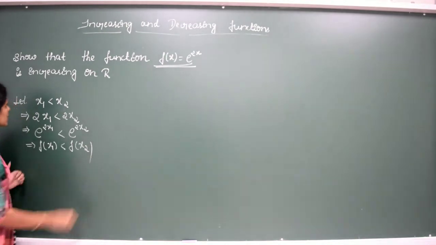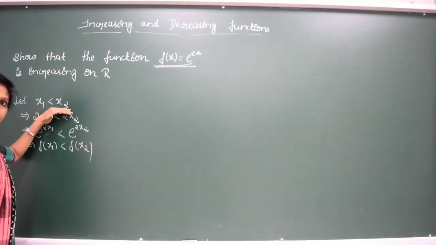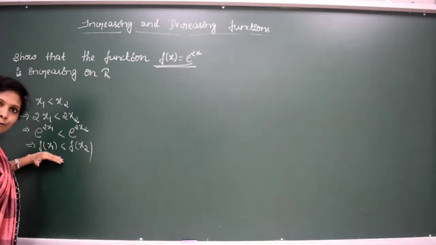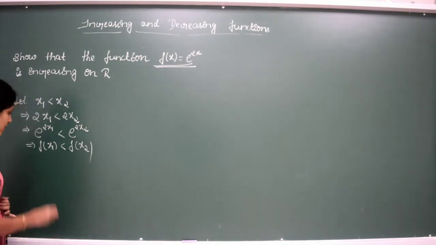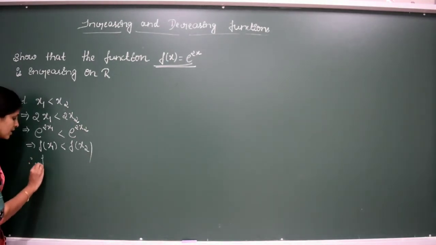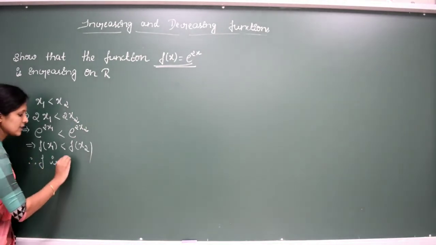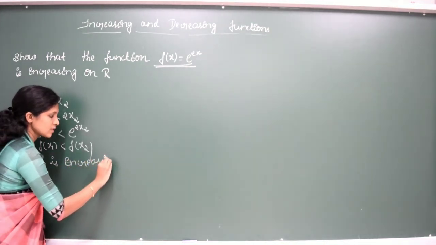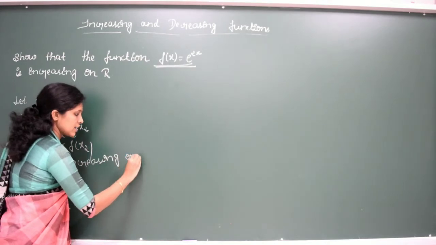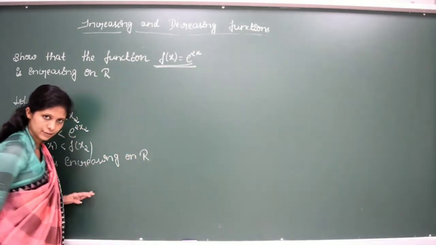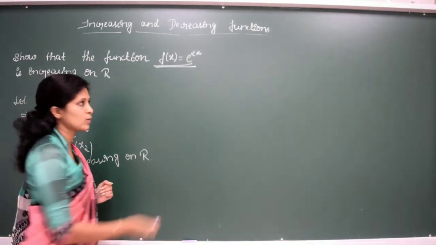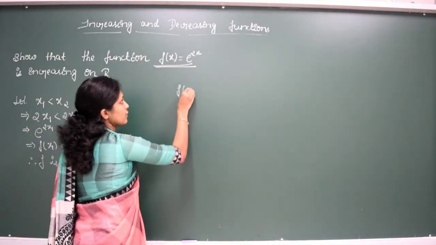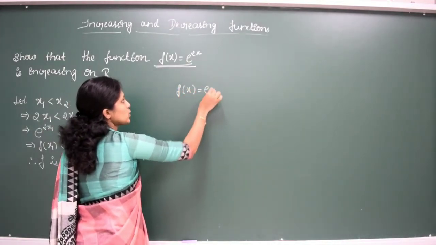Is it clear? So we have considered x1 less than x2 and we proved that f of x1 is less than f of x2. So the function f is increasing on R. Is it clear? Increasing on R. So this is by using the definition. By using the theorem, how to prove the function f of x is equal to e to the power 2x is increasing, there.